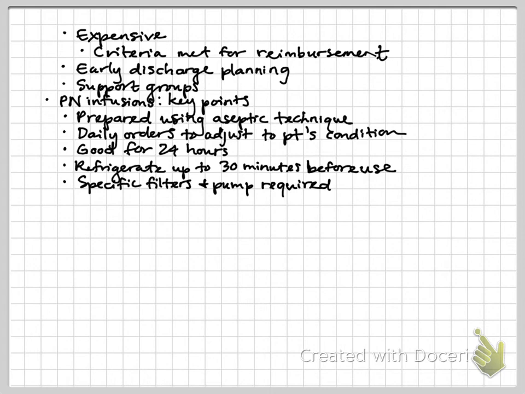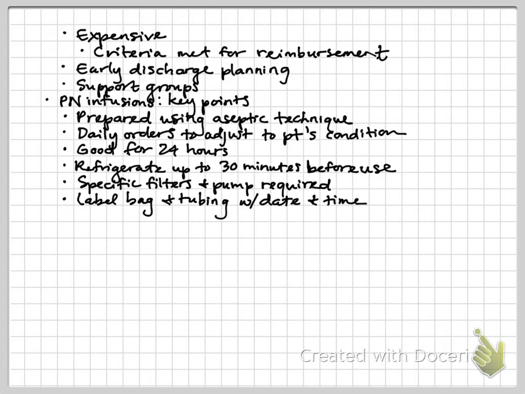You want to label always, no matter what it is. You really want to label any bag and tubing, especially when you have a patient who has a lot of tubes, with the date and time, but also your initials that it was started.